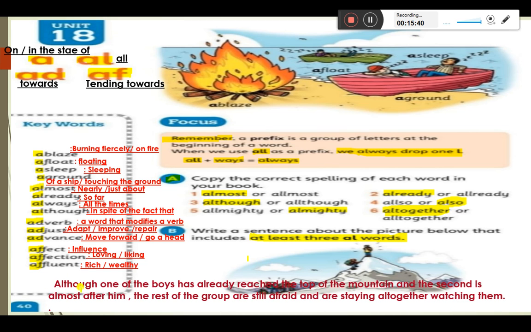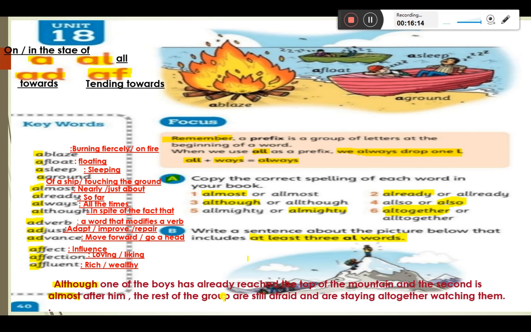Let's start by reading this sentence. Although one of the boys has already reached the top of the mountain, the second is almost after him. We have although as the first word with the prefix AL, and almost is the second AL word. So the first one has already reached the top of the mountain, and the second is almost after him.